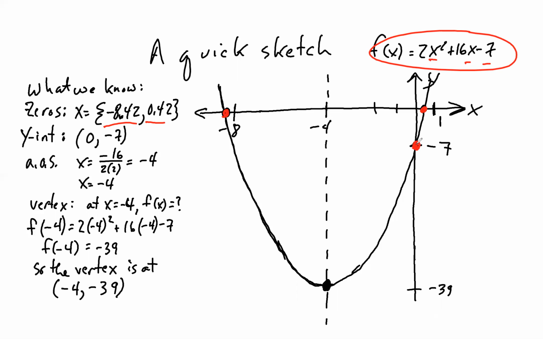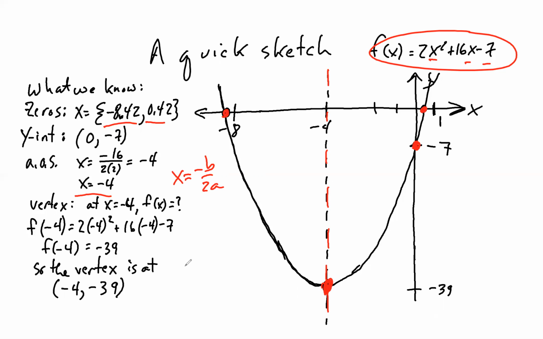There's my y-intercept. The axis of symmetry, that's x is minus b over 2a. So b is 16, minus 16 over 2 times 2 is 4, minus 16 over 4 is negative 4. So my axis of symmetry is x is negative 4, and there it is coming right down, right through my vertex.